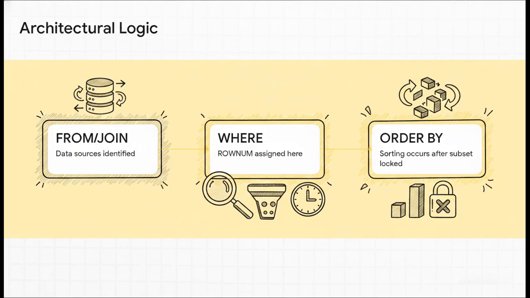Step 1. The from and join clauses identify the data sources. Step 2. This is where the where clause applies its filters and, crucially, this is the big takeaway, this is exactly where the rownum pseudo-column is assigned. Rows get numbered the exact second they arrive from the source. Step 3. The order by clause happens. Notice anything weird? The sorting occurs completely after the subset is already locked in by the rownum filter. The sorting happens far too late in the process to actually be useful.